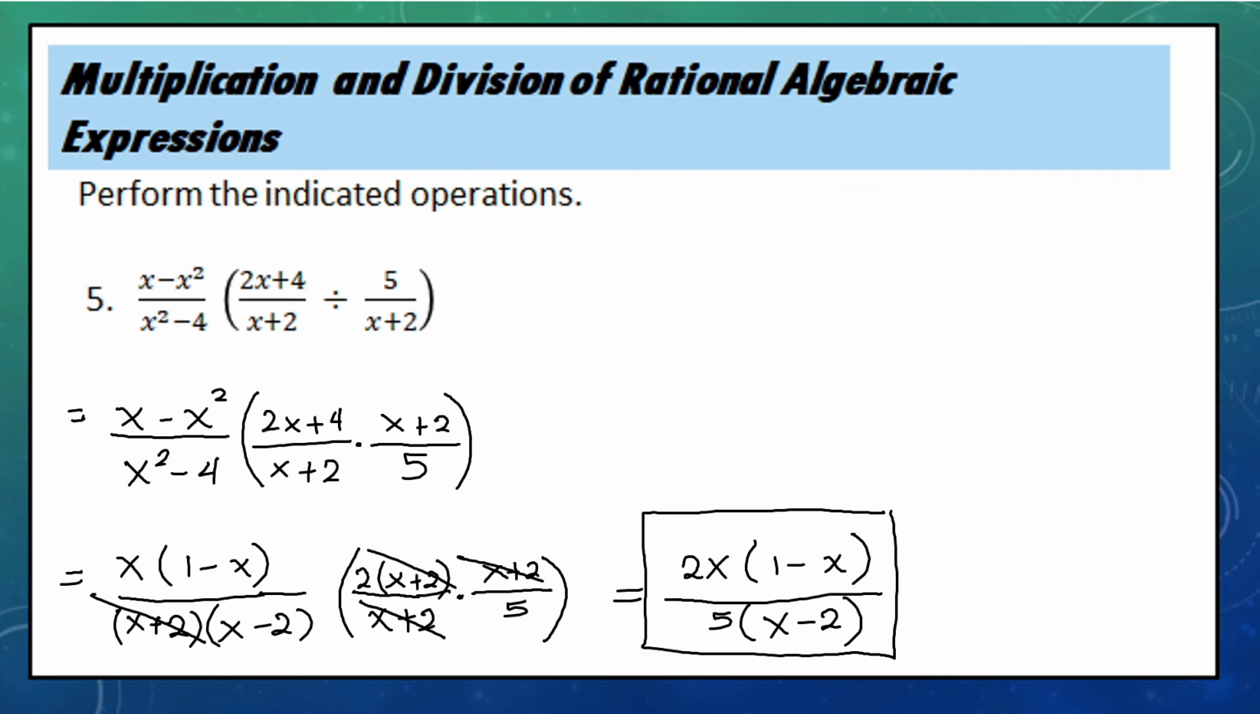Or we can rewrite that as negative 2x times x minus 1 over 5 times x minus 2.